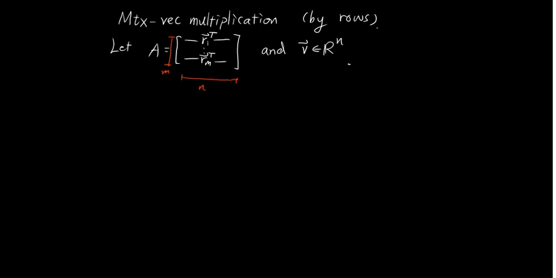Then I have another vector of the same length as R1, R2, up to Rm. This is also a very easy observation. The vector A times V is equal to another vector, and this vector is equal to R1 inner product with V, and so on, down to Rm inner product with V. I believe you know this. It's actually the definition of the multiplication.